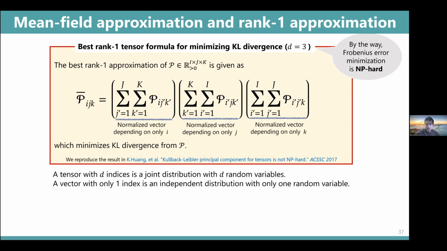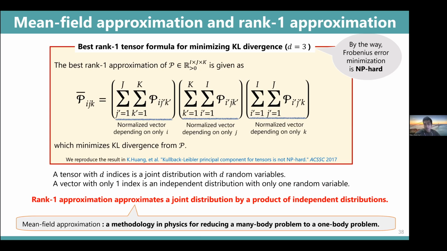Let's focus on the summation in each axial direction. We can find a normalized vector that depends only on index I, J, and K. A tensor with D indexes is a joint distribution with D random variables. Thus, a vector with only one index is an independent distribution with only one random variable. That is, rank 1 approximation approximates a joint distribution by a product of independent distributions. Approximating a joint distribution by a product of independent distributions is called mean field approximation. Mean field approximation appears often in physics as a methodology for reducing a many-body problem to a one-body problem.